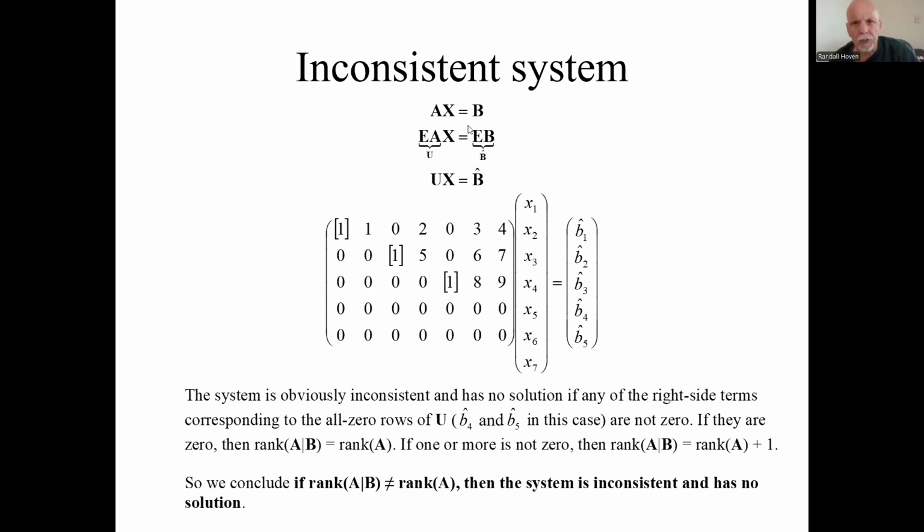Let's consider this system again. Forget this title for the moment. Let's consider this system AX equals B. We did some row operations, and here's what you get. In fact, it's in reduced row echelon form. And this B with the hats means you did the same row operations on the right side of this equation.